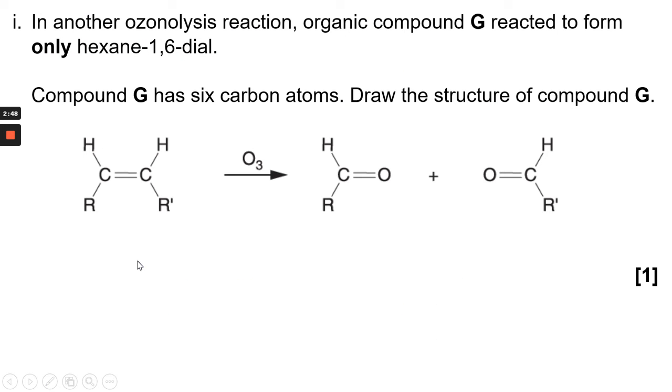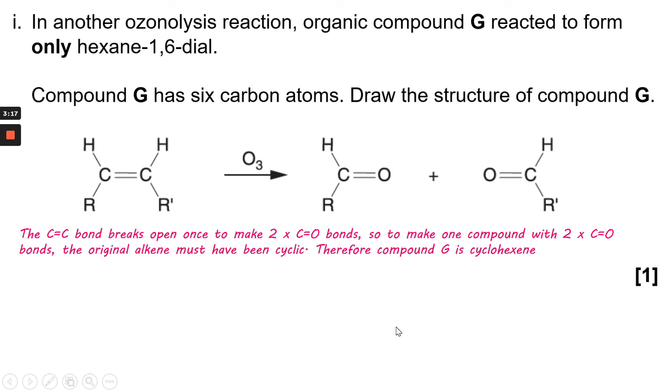So this is a more applied part of this question. It says, in another ozonolysis reaction, organic compound G reacted to form only hexane-1,6-dial. Now hexane-1,6-dial is 6 carbons long, and it says compound G has 6 carbon atoms. But a dial is two aldehyde groups, one at carbon number 1 and one at carbon number 6. So what must happen is the carbon-carbon double bond will break open once to make two C=O's like we have in the template on the screen.